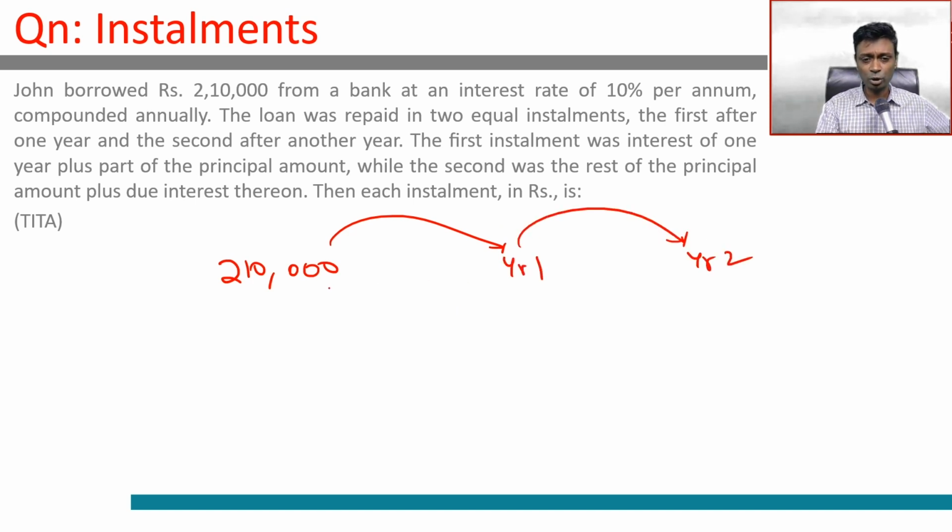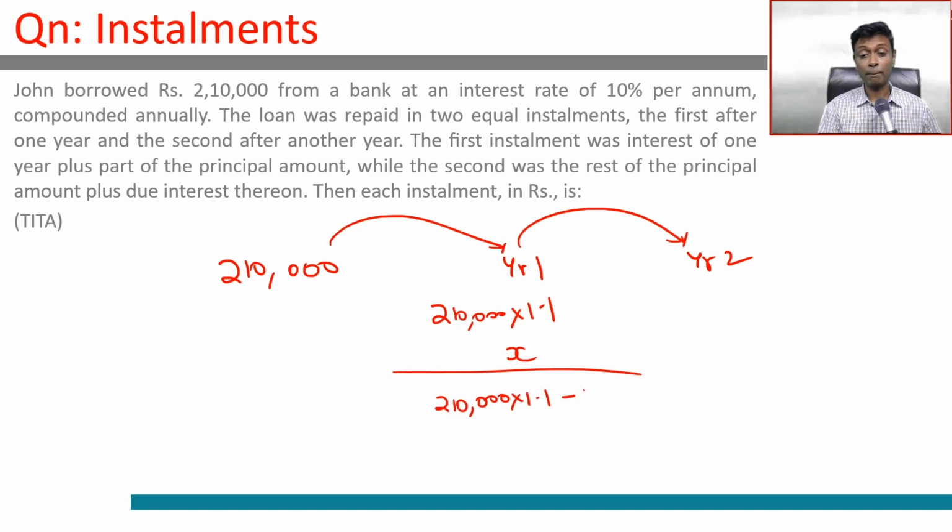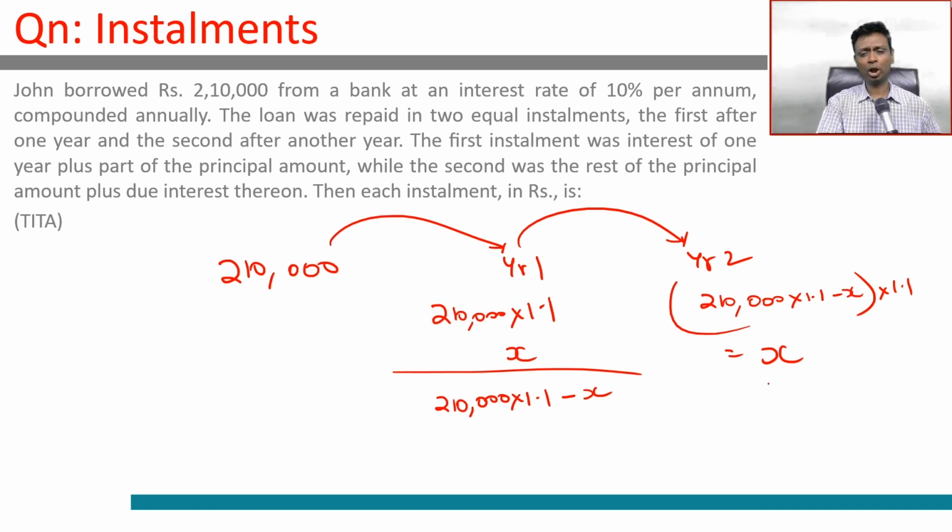To start with, 210,000 at the end of year 1 will become 210,000 into 1.1. That will be the amount outstanding. And so 10% interest. At the end of year 2, this should have become 210 into 1.1 whole square. But what do we do? We repay X. So what is remaining is 210,000 into 1.1 minus X. Now this amount accrues an interest over the second year. So at the end of year 2, we'll have to repay 210,000 into 1.1 minus X into 1.1. This number we're being told is equal to X because we're paying in 2 equal installments.